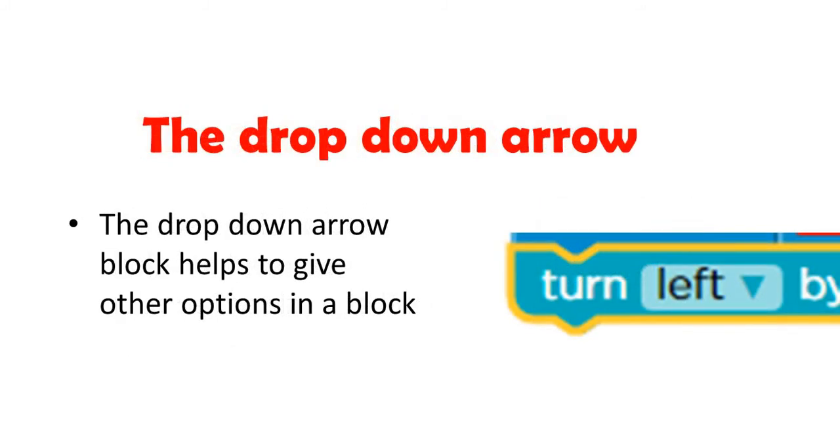Lastly, we are going to be looking at the drop down arrow. The drop down arrow is always seen in most of our blocks. It is an inverted triangle sign. We can see it in almost all our blocks. The drop down arrow helps to give other options inside a block. Like in this block, if I click on the drop down arrow, I will see other options placed inside this turn left block. So today, we will not just stop here.